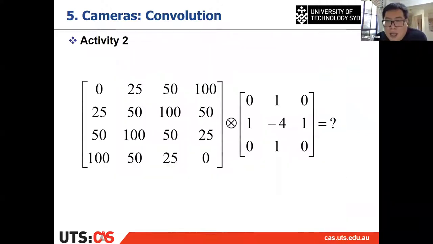All right, then you will have your activity. Suppose we have a 4x4 matrix, which is a small part of the image, and we have a 3x3 kernel like that, and what can we get after? And how can we do it if we apply a smaller kernel to a larger image, which is the normal case in real applications?